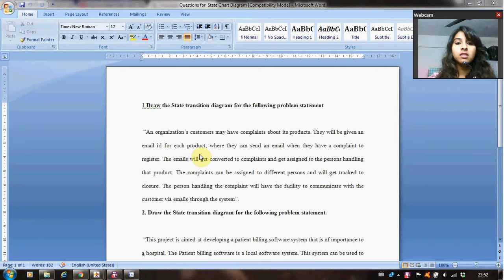So the first question is to draw the state transition diagram for the following problem, that is, an organization's customer may have complaints about its product. They will be given an email ID for each product where they can send an email where they have a complaint to register. The email will get converted to complaints and get assigned to the persons handling the product. The complaints can be assigned to different persons and will get tracked to closure. The person handling the complaint will have the facility to communicate with the customer via mail through the system.